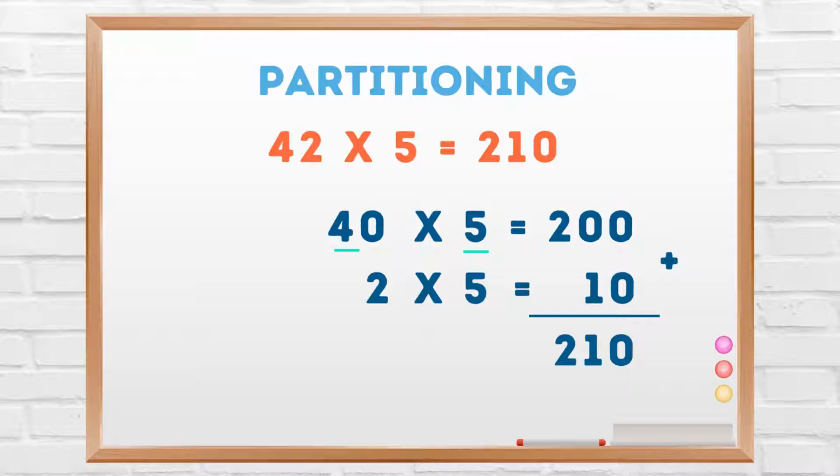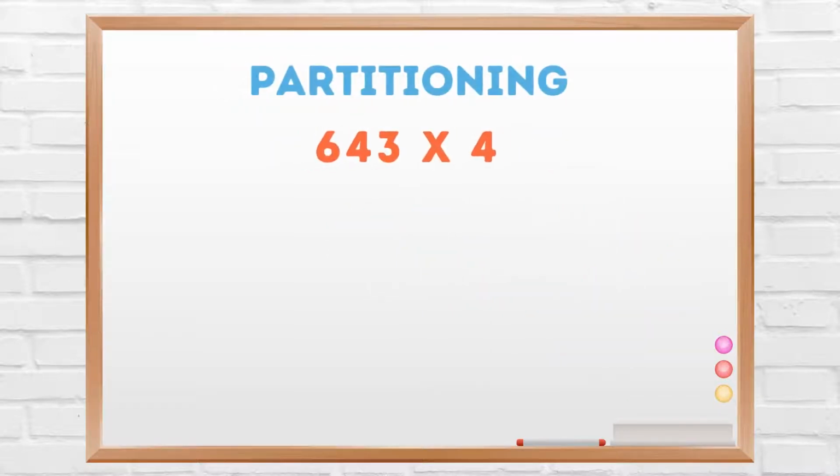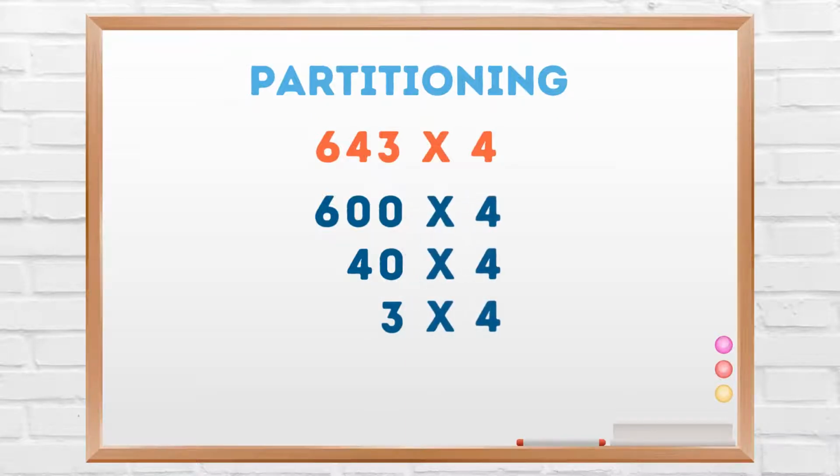Now let's try to multiply a 3-digit number by a 1-digit number. We will use partitioning to solve 643 times 4. Again, we need to break down our larger 3-digit number. Using place value, we know that 643 is made up of 6 hundreds, 4 tens, and 3 ones. Now we need to multiply each of these numbers by 4.